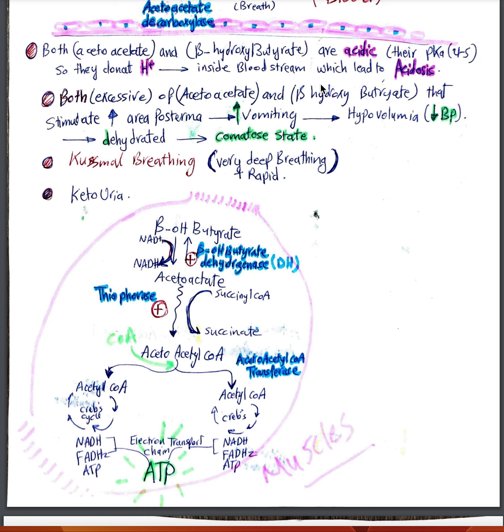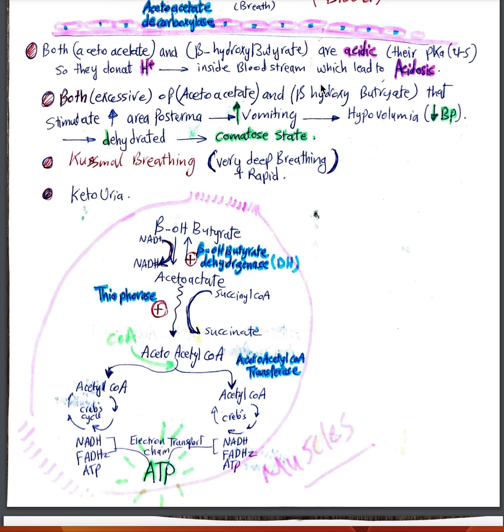And these ketone bodies lead to acidosis, because we said that acetoacetate and beta hydroxybutyrate are very, very acidic, and the acidosis also causes inhibition of neurotransmitters, and that leads to coma. So we have two mechanisms why diabetic ketoacidosis leads to coma.